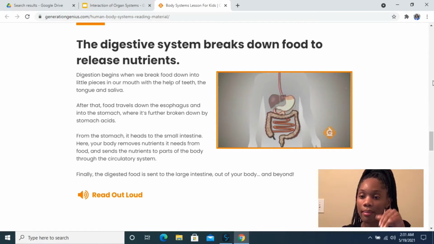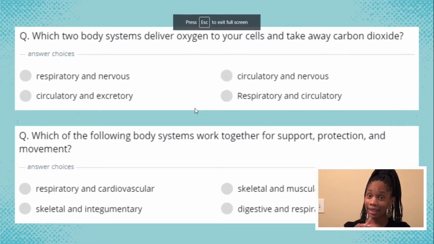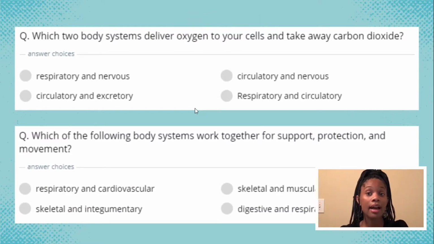through our body. All right, let's make sure we have a clear understanding of how different organ systems work together or interact. All right, so let's see. Question number 1. Which two body systems deliver oxygen to your cells and take away carbon dioxide? Is it the respiratory and nervous system, the circulatory and nervous system, or is it the circulatory and excretory system? Or is it the respiratory and circulatory system?